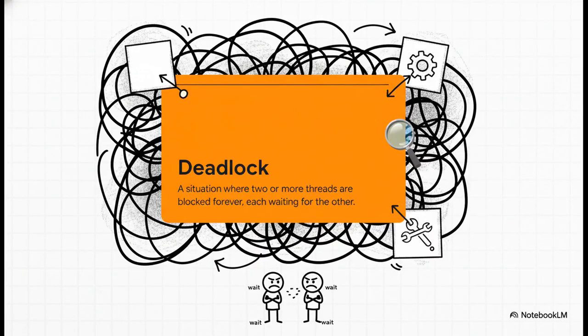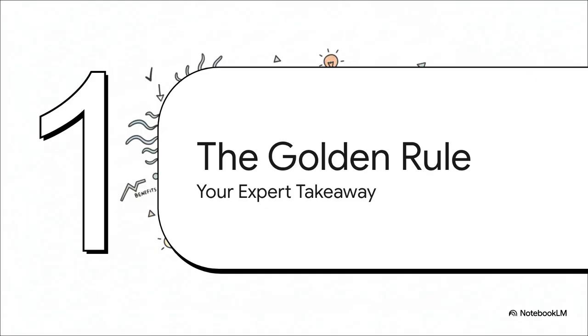The second monster you have to watch out for is a deadlock. This is like a digital traffic jam where nobody moves. Imagine thread A has locked a file that thread B needs to use. At the same time, thread B has locked a database record that thread A needs. Neither one is going to give up what it has, so they both just wait forever, and your application just freezes solid.